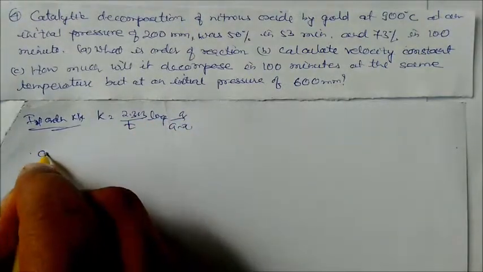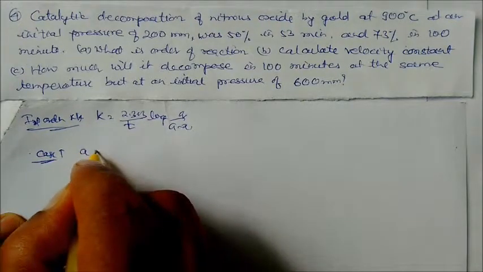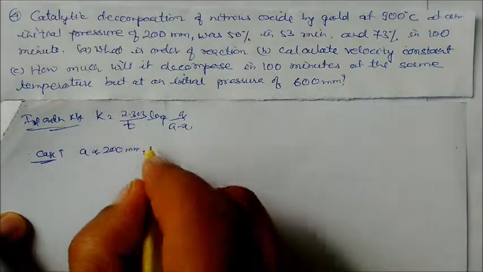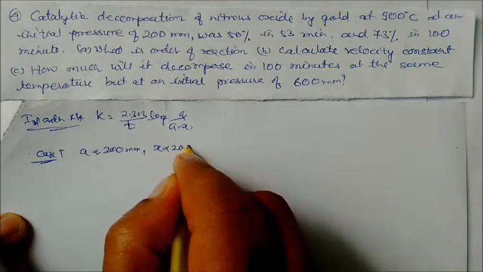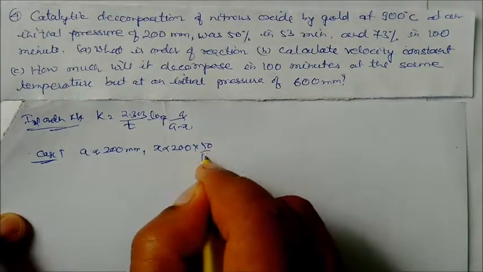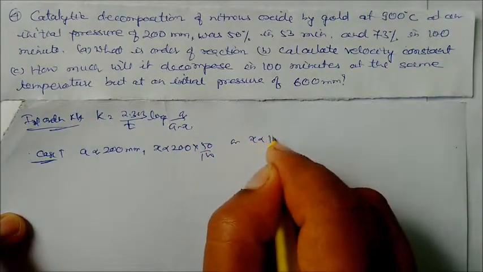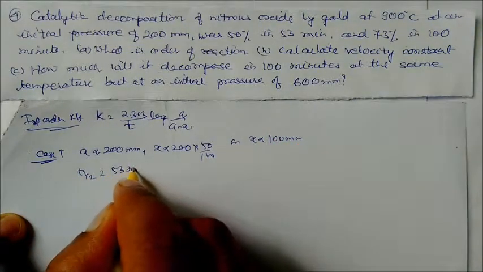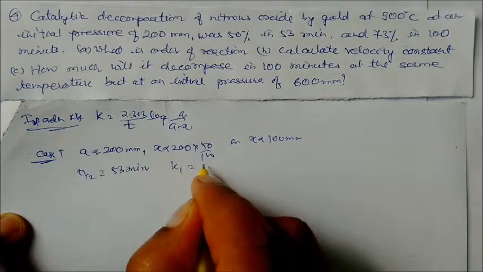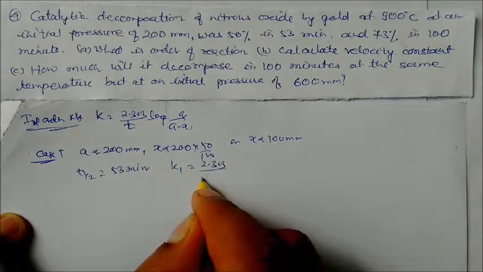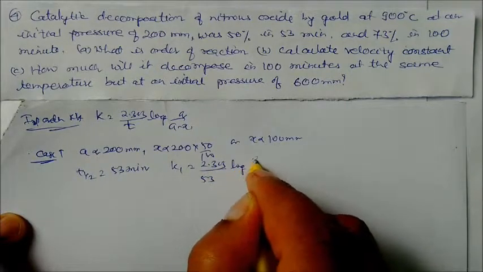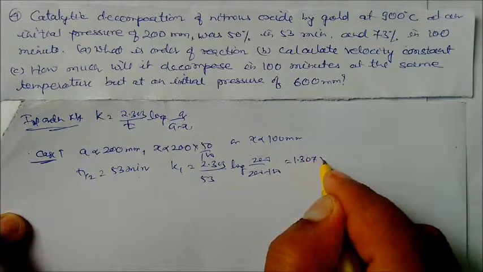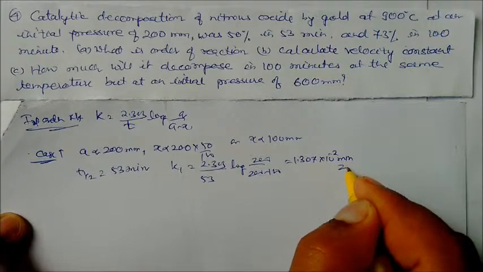So now we have taken case 1. Case 1: A is proportional to 200 millimeter. So here X is proportional to 200 into 50 by 100, or we can say X is proportional to 100 millimeter. So here T half is equal to 53 minutes. So K1 will be equal to 2.303 divided by 53 log of 200 minus 100. So you will get the answer 1.307 into 10 power minus 2 per minute. This will be your first case.